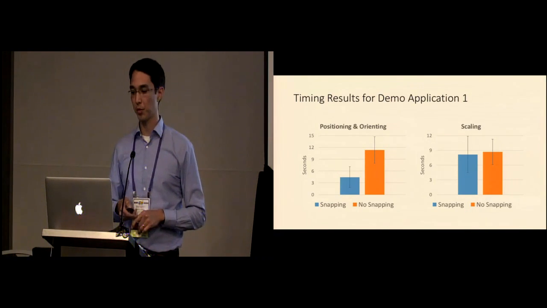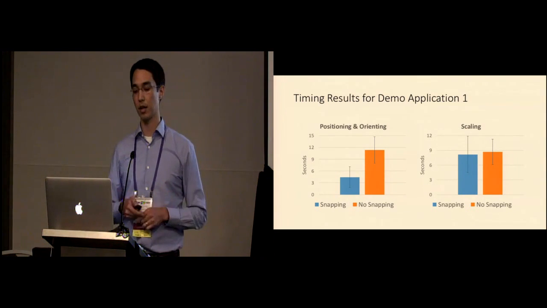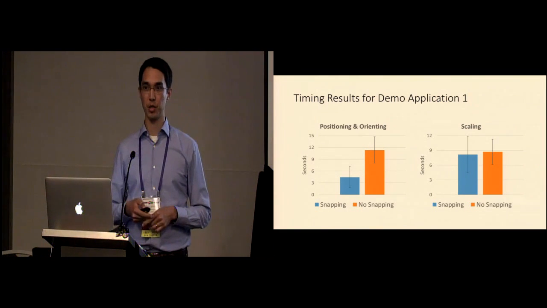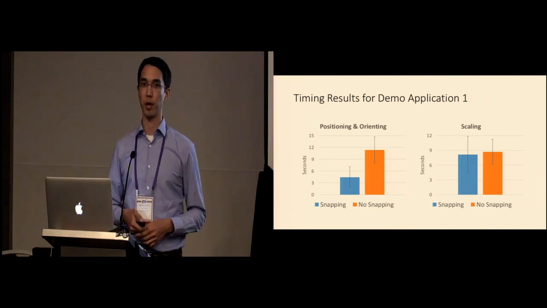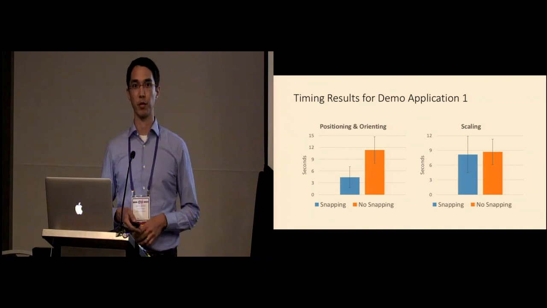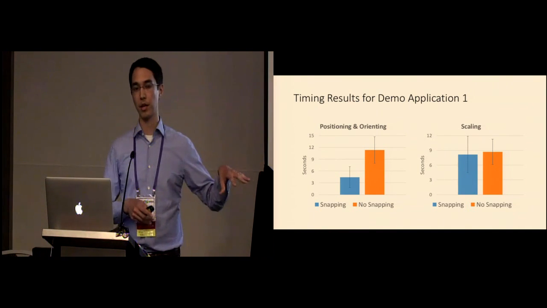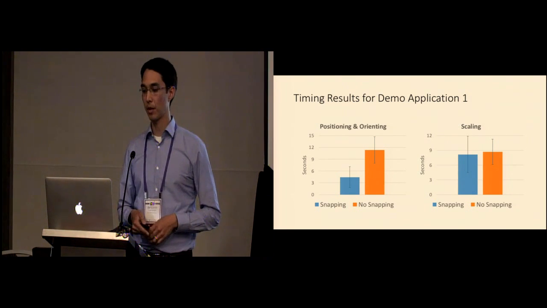So timing results for the demo application 1, we saw that there's a statistically significant difference in the time for positioning and orienting. Snapping took about 4.5 seconds, and then no snapping took about 11 seconds. However, in scaling, we didn't see any statistically significant difference, and we think this might be due to the scenario that we chose. And also, our scaling is actually, if you think about it, a 2D scaling. It's not really a full 3D scaling.